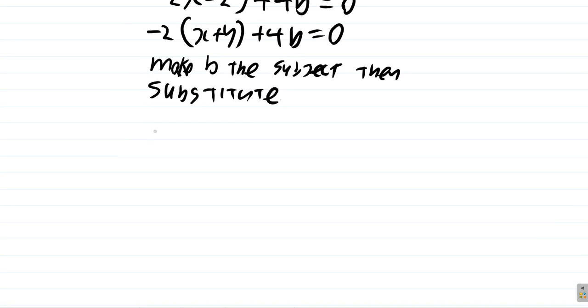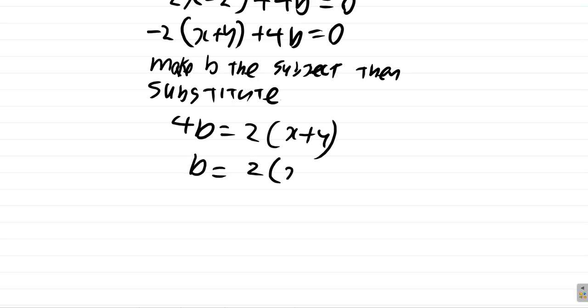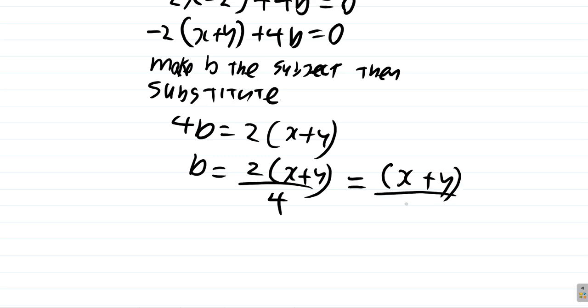Now here, to make b the subject. Suppose you add this, the negative 2x plus y to both sides. We'd have 4b is equal to 2x plus y. Alright? Divide by 4. You have b is equal to (2x plus y) over 4. 2 into 2, 1. So we have (x plus y) over 2. So b is equal to (x plus y) over 2.